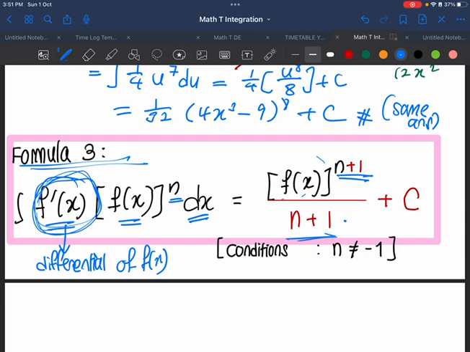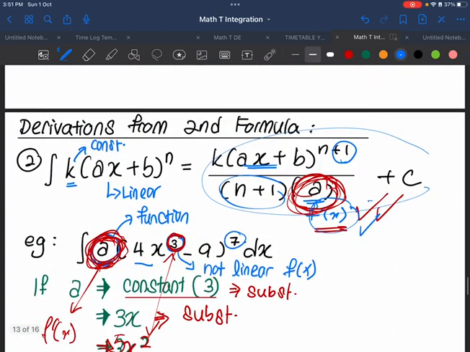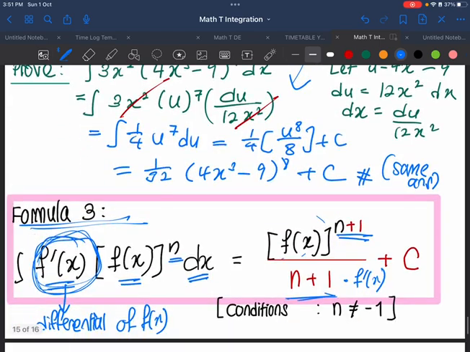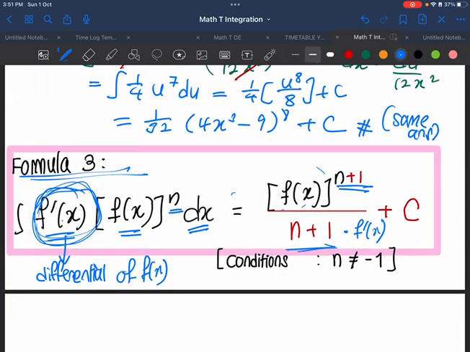Actually, here we need to multiply by f prime x from the previous formula, right? But now they are cancelling each other, since I have the f prime x upstairs already, so they cancel out. So it's n plus 1, the new power, divided by the new power, and this one disappears. And plus c, the constant, since it's an indefinite integral, with the condition that n does not equal -1. So how come the formula is like that?